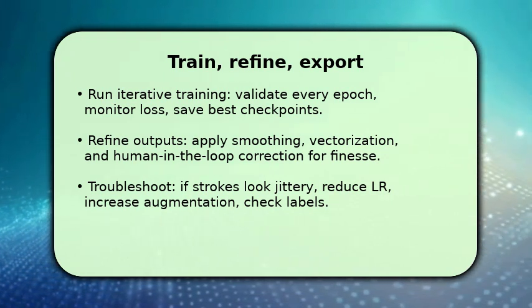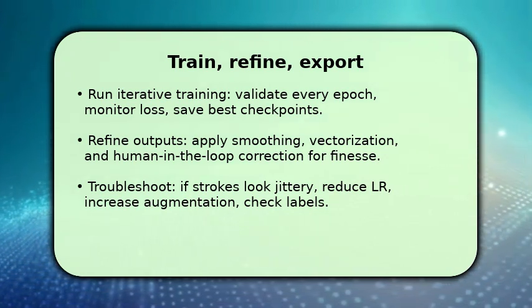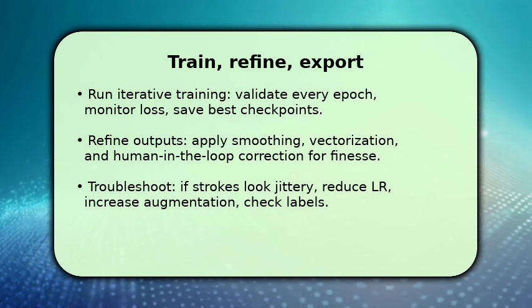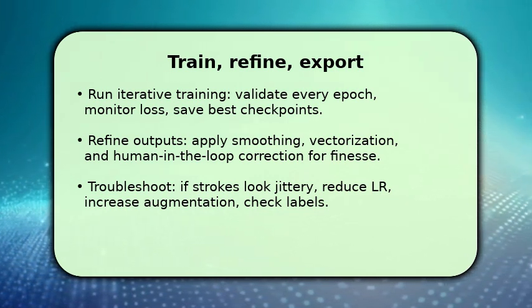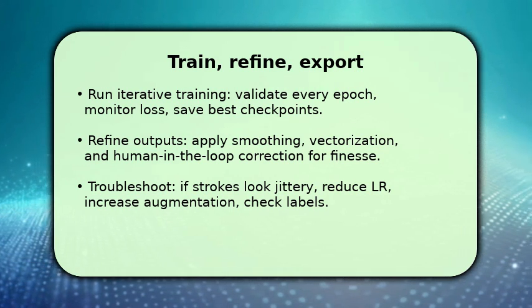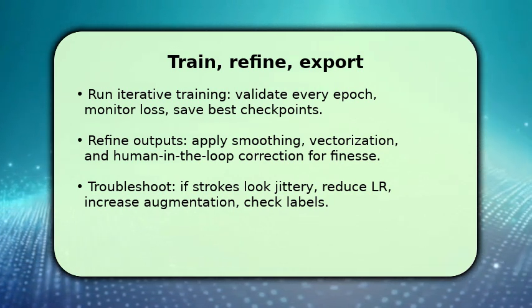If outputs appear jittery or unstable, reduce the learning rate. Increase augmentation and recheck labels. Noise there often causes poor stroke consistency, so fix data before retraining.